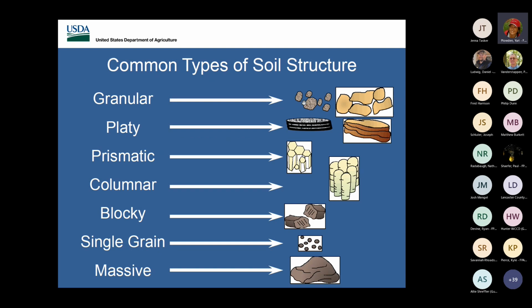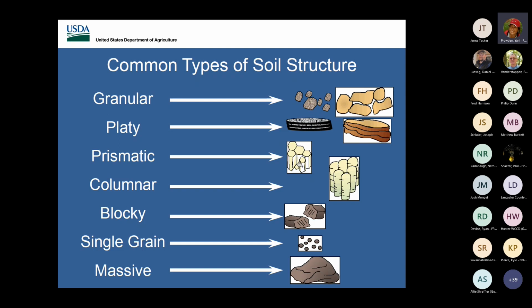The first one's granular. This is what you'll find in your upper horizon as a result of fine fibrous roots. You'll get these soil particles that are clumped together in these little granular aggregates. When you have 6 to 8 to 10 inches of a horizon that's all granular structure, that's really good soil structure. The second one, platy structure, you can find that naturally, but that's often a result of what? Of traffic, of compaction. Water's not going to move very well through those plates.